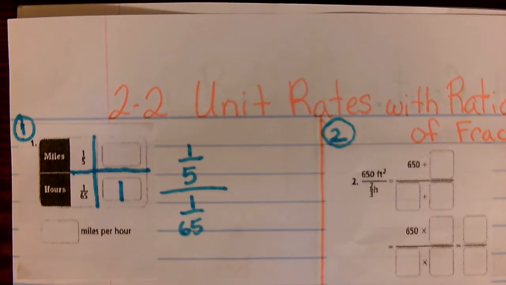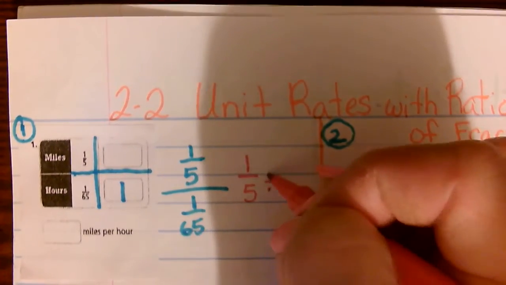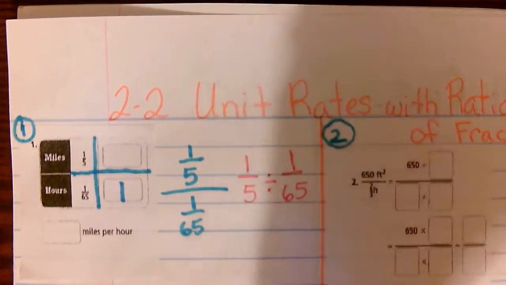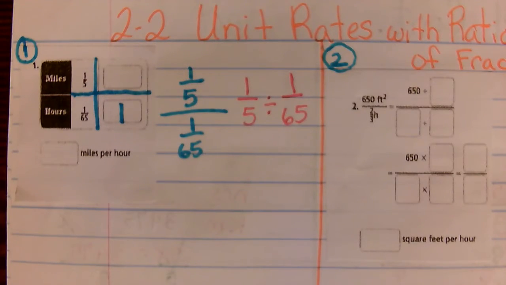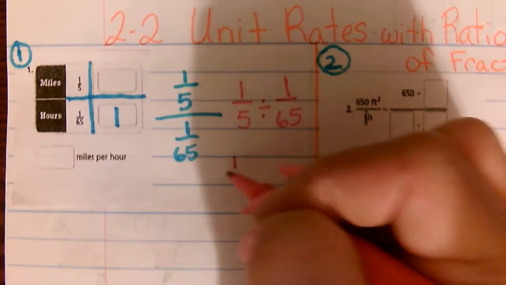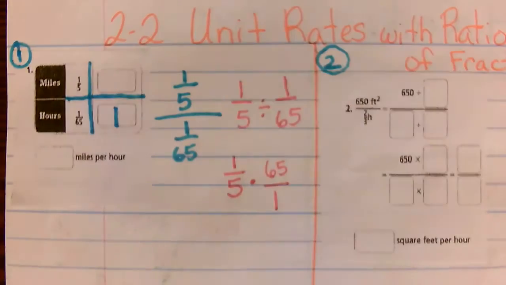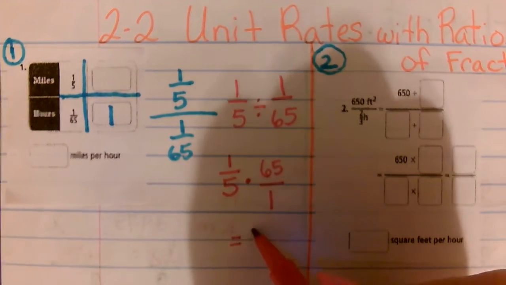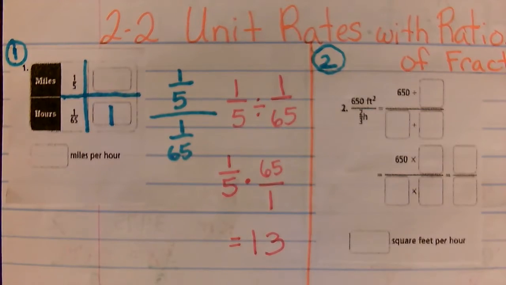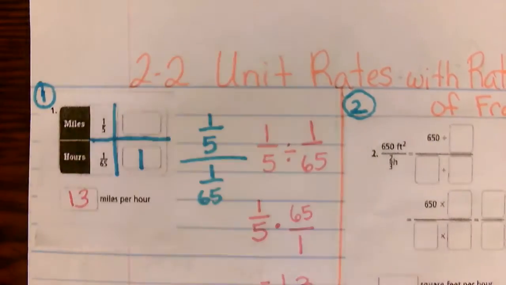Now, as far as mathematical operations go, that means 1/5 divided by 1/65 if you were to do this on your own. And then we follow the keep, change, flip rules of dividing fractions, and that equals 1/5 times 65 over 1. So if we work that out, 65 divided by 5 would equal 13. And so that means that in miles per hour, this is 13 miles per hour.